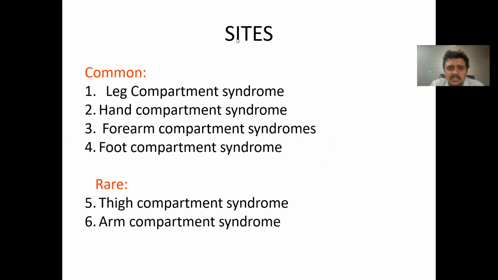Now, what are the commonest sites for compartment syndrome? The most common is the leg compartment syndrome. It is followed by hand compartment syndrome, forearm compartment syndrome, and foot compartment syndrome. Thigh and arm compartment syndromes are among the rare ones. Practically, it can occur in any compartment, any muscle which is included in any compartment.